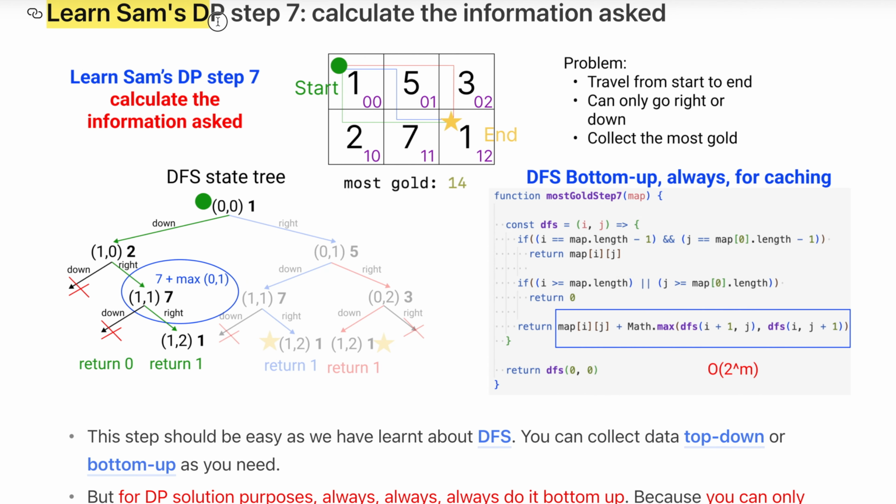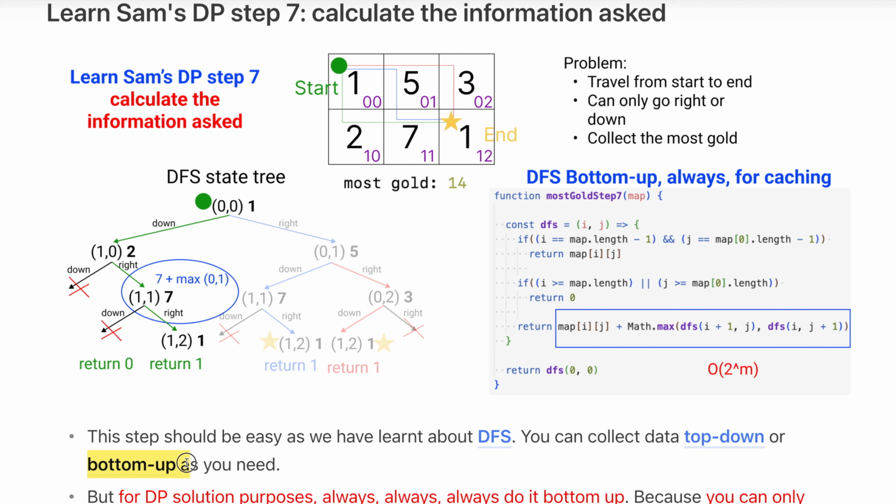Next, learn Sam's DP step 7. Once we have the code, let's draw out the tree. We're going to calculate the information asked by the problem statement. So for step 7, calculating the information, this step should be easy because we have learned about depth first search. And this is a depth first search tree with a depth first search node visitation pattern. We can collect the data top down. That means we collect 1, and we collect 2, and we collect 7, and then we collect 1, and then we have the depth first search path of 11.